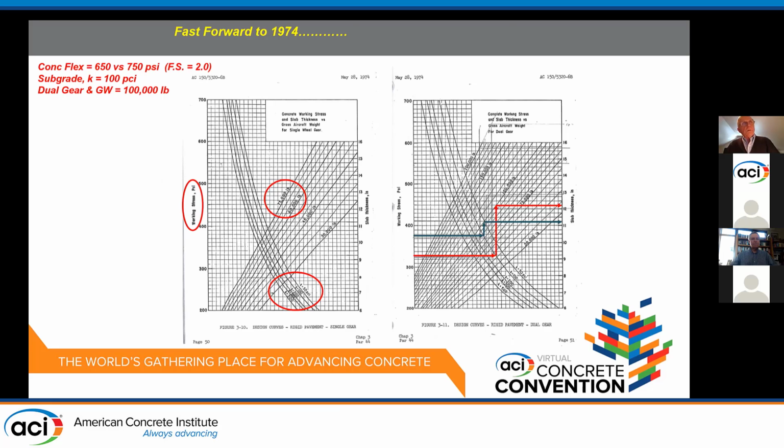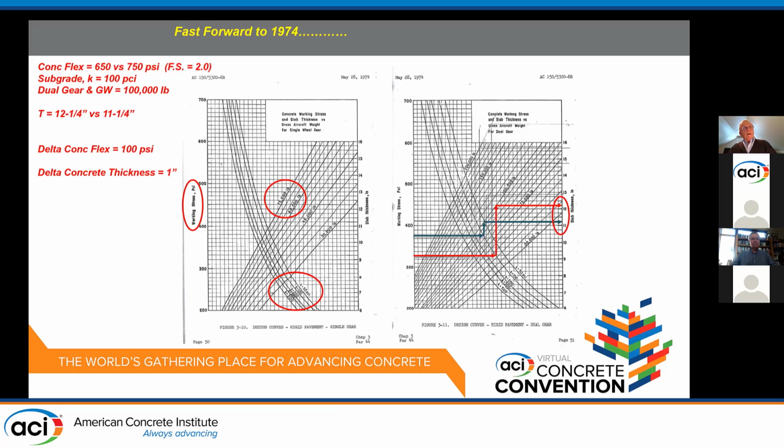And it's interesting, thinking back to, okay, what strengths do we need? If we have a concrete with a flexural strength of 650 or a concrete with a flexural strength of 750, and we apply a factor of safety of 2 to that, we have a nominal subgrade of 100 PCI, a dual gear with a gross weight of 100,000 pounds. We go through that, and what we find is there's still only about 1 inch difference in thickness of the concrete, even with a 100 PSI change in the design strength.